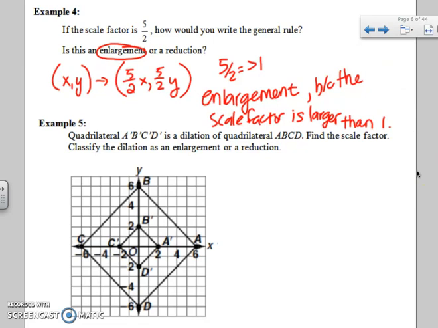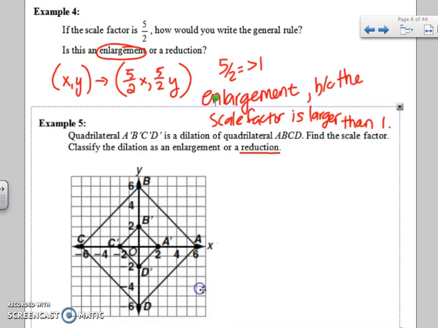Quadrilateral A prime, B prime, C prime is a dilation of quadrilateral ABCD. Find the scale factor and then classify it as an enlargement or a reduction. So I am going from this big shape ABCD to this newer shape here. One, I can notice it got smaller, so we're going to say it's a reduction. We can actually see that that shape got smaller. Now to figure out the scale factor, it's going to be between 0 and 1 because it got smaller.